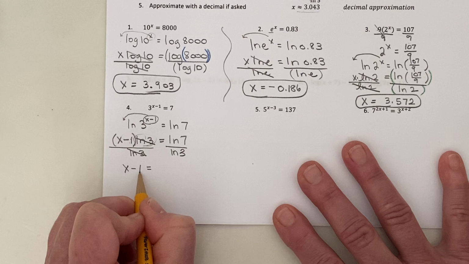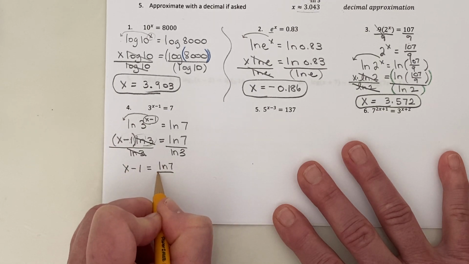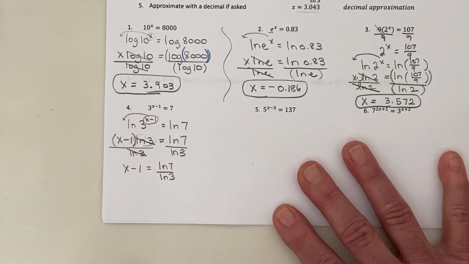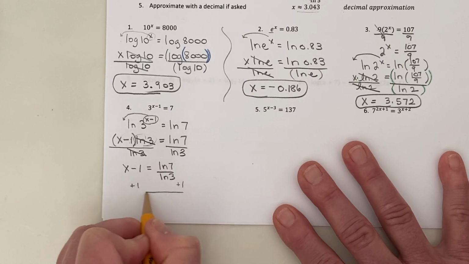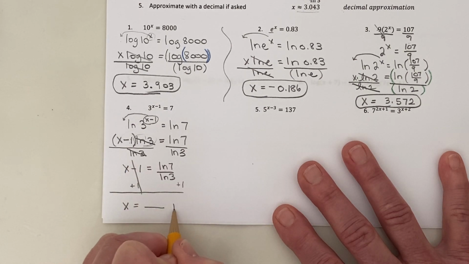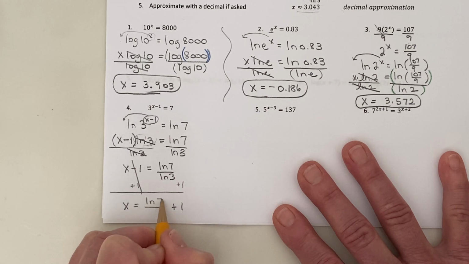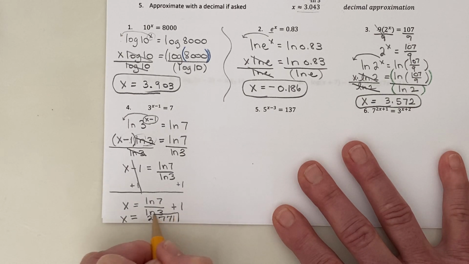Now I don't need the parentheses here. I'm just going to bring down x minus 1, and I have this fraction right here. To get x by itself, let's add a 1 to both sides. Go right to your calculator, find the value of this fraction, and then add 1 to it. The result is 2.771 to 3 decimal places.